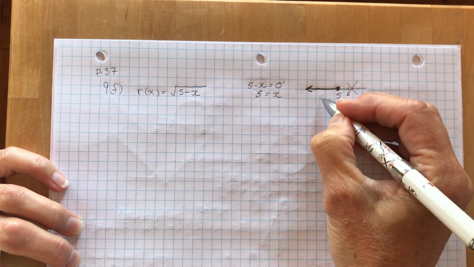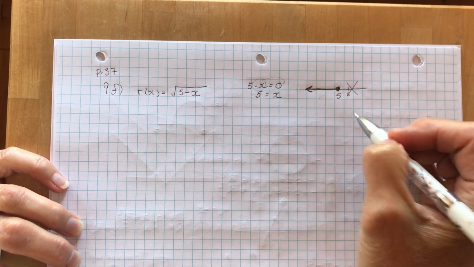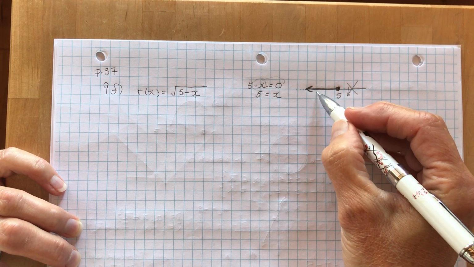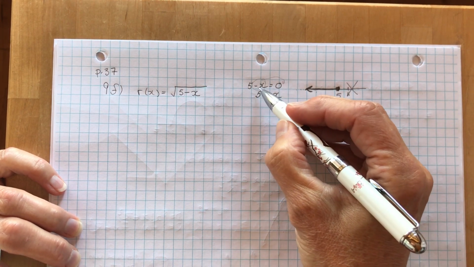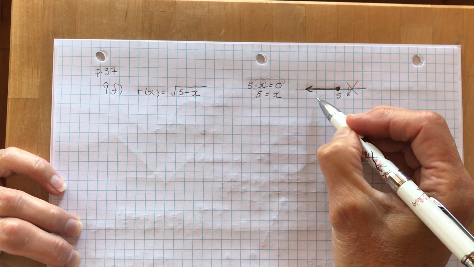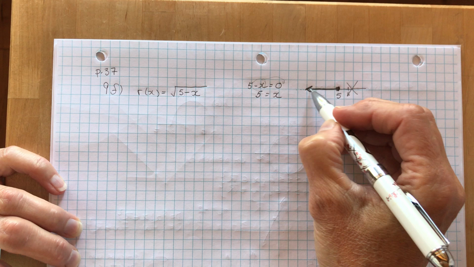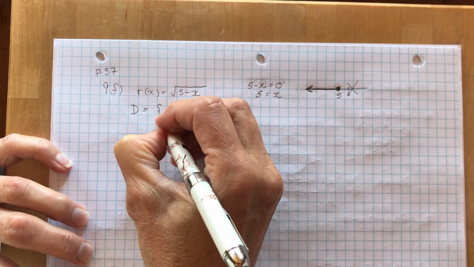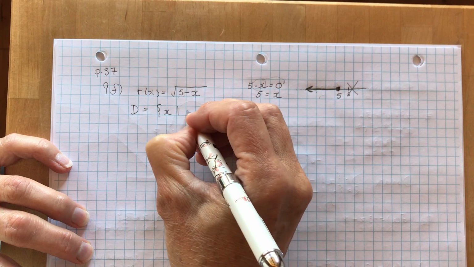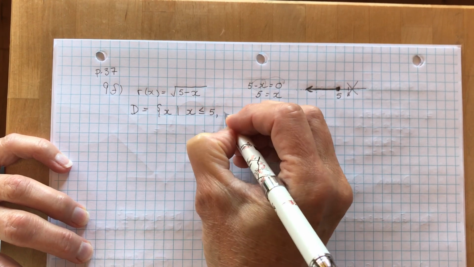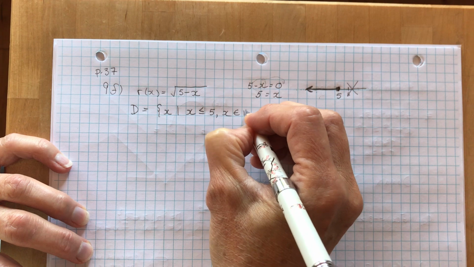So let's try 0, for instance. 5 minus 0, that's 5. Yes, I can take the square root of that number. Or if I put in -10, 5 minus minus is a plus, so that would be the square root of 15. So all of these numbers are the numbers that I want. So I'm going to say the domain is the set of x's such that x is less than or equal to 5, and x is an element of real numbers.